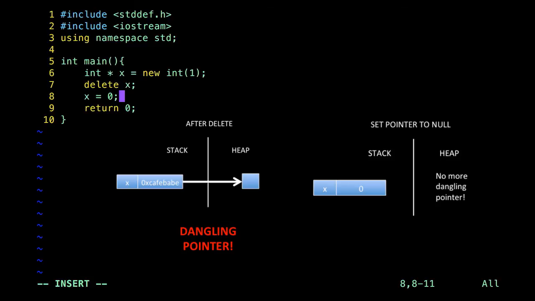By setting a pointer equal to null, we help avoid a lot of errors that can be caused by dangling pointers, which we'll talk about more in future videos. For now, just know that every time you delete a pointer, it's good practice to set that pointer equal to null, or else it's considered a dangling pointer.